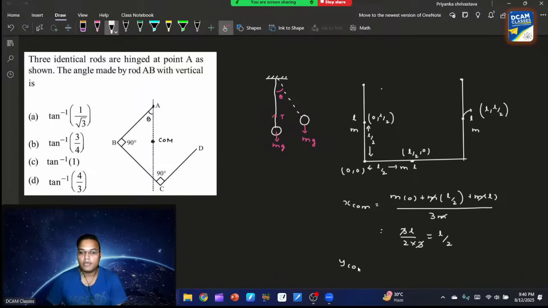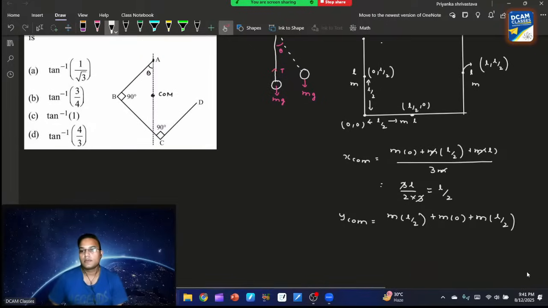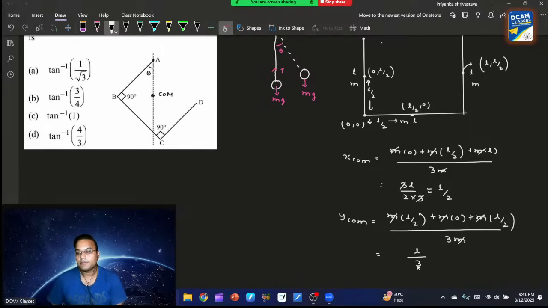Y center of mass, if we try to find, it will be m into L/2 plus m into 0 plus m into L/2, whole divided by 3m. M will get cancelled. It will be L by 3. So the position of the center of mass is somewhere here: L/2, L/3.